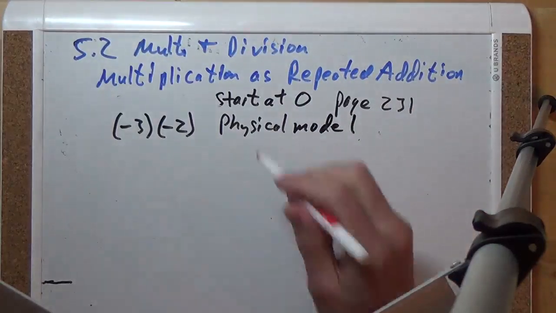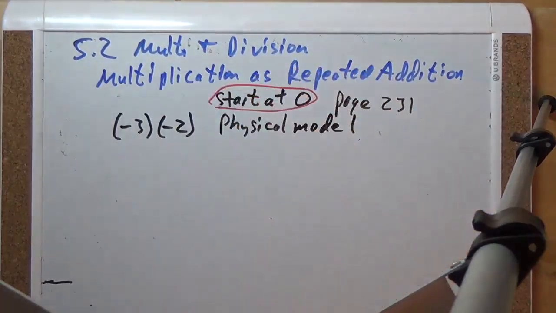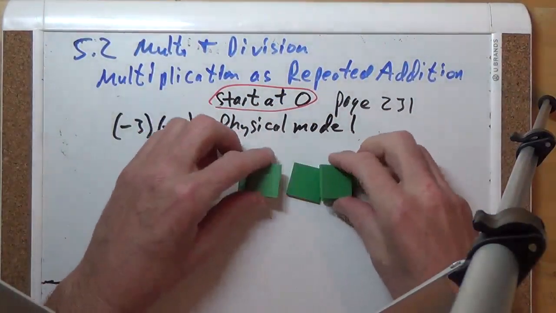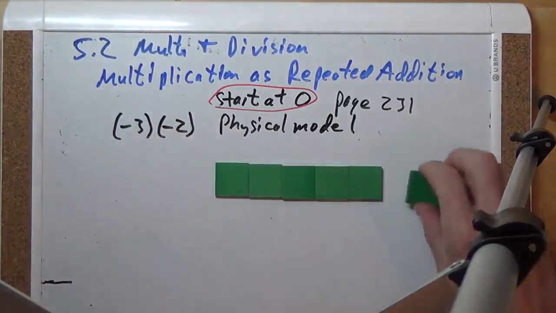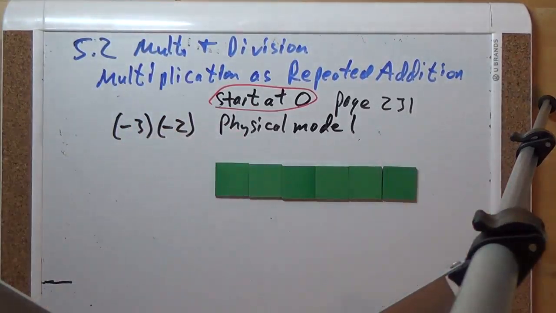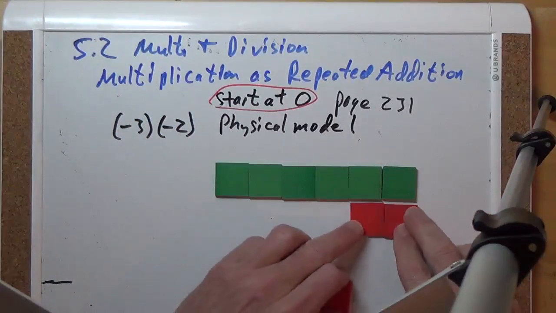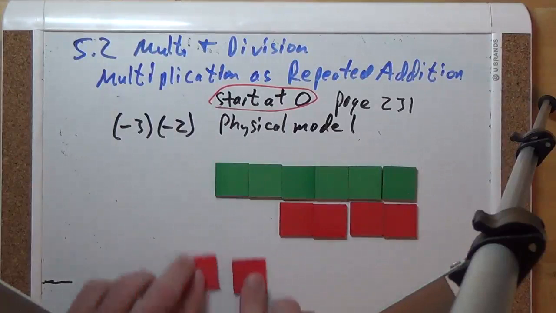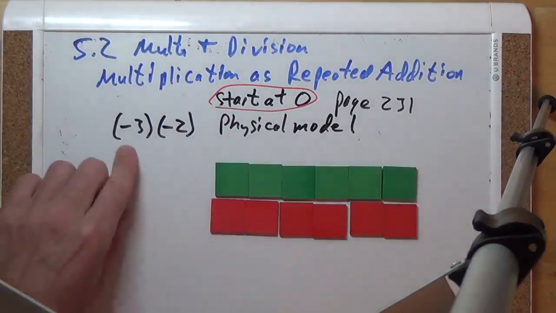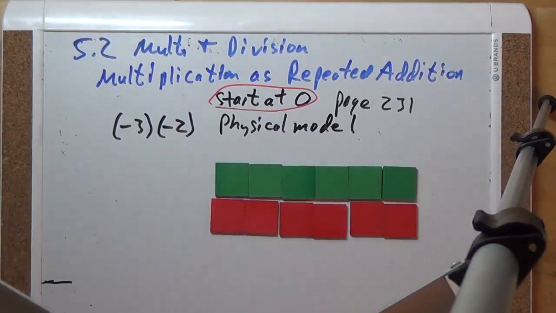And here's our big key. Starting at 0. The idea of 0 pairs. By the way, all this stuff I'm doing, think Lesh's model. Diagrams, symbols, manipulatives. There's probably a homework in there somewhere, for sure.